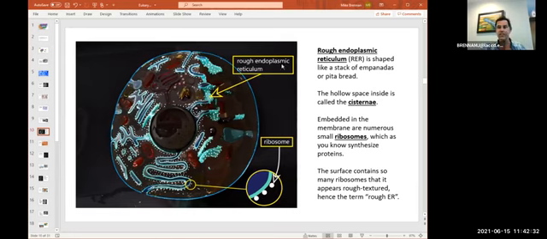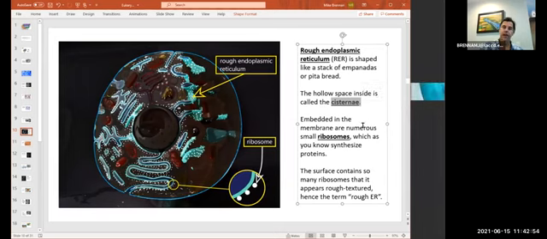and then we can just see the important things at hand. So RER, rough endoplasmic reticulum, physically, three-dimensionally, is like a stack of empanadas or pita bread. You've got a big disc-shaped piece of bread that's hollow on the inside. You can stuff it with good stuff. The hollow space on the inside of the RER, very technically, is referred to as a cisterna.